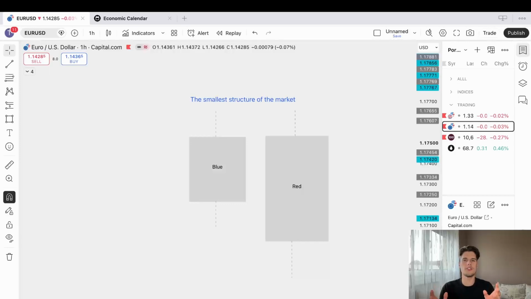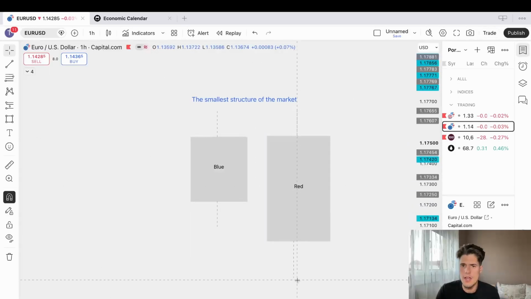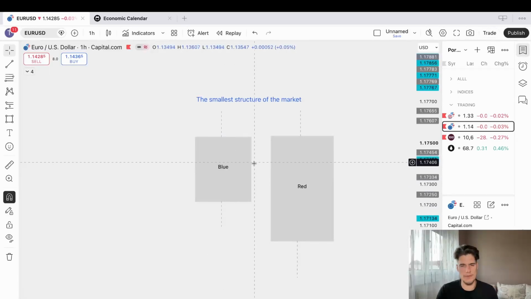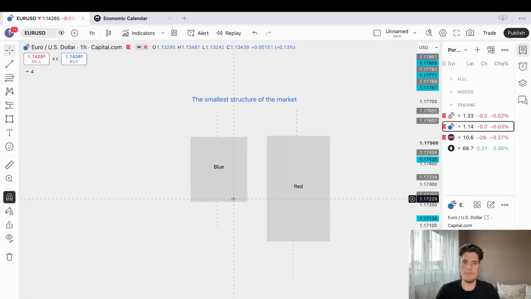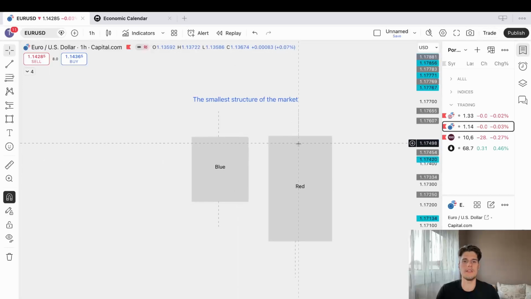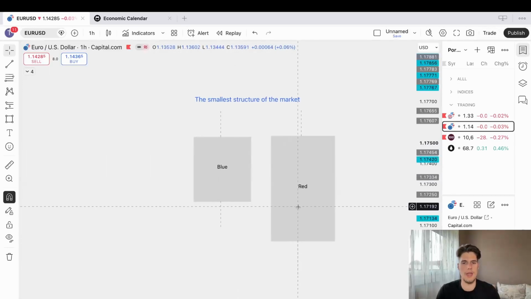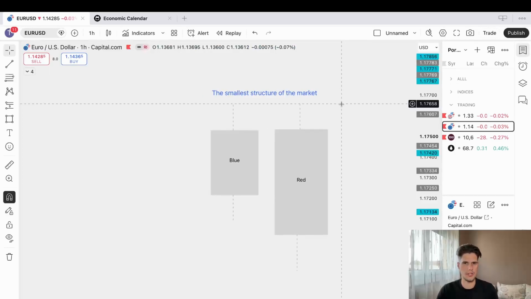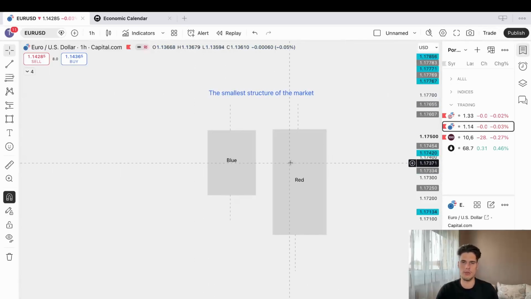The smallest structure of the market is basically this candle pattern. The first candle must be a blue candle and the second candle is always a red candle. Right now it's gray, but the blue one is the bullish candle, and immediately after it must come a red candle, the bearish candle, and these two form the smallest structure of the market. The best way to understand what I'm talking about is to open your TradingView and try to find the blue and the red candle anytime, on any market you can see.